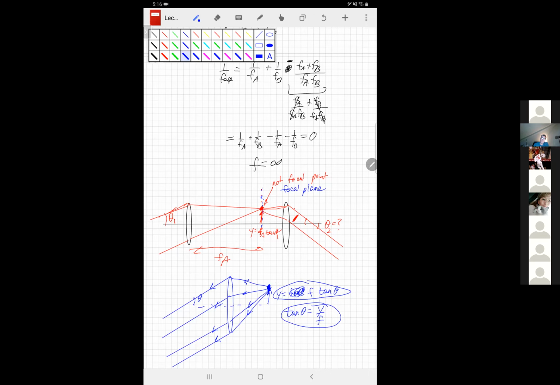Anyone? Going once, going twice. Okay, now, can someone tell me what must happen in the case above?